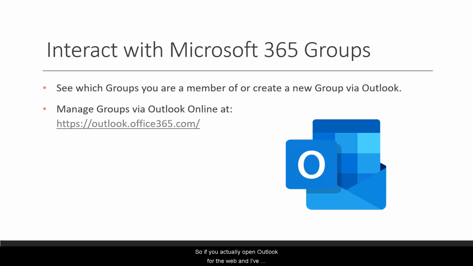So if you actually open Outlook for the web, and I've put the link here for the Outlook website, it's outlook.office365.com. That will open Outlook online. And what you'll have access to there is your groups that you're a member of. So let's have a look at that.